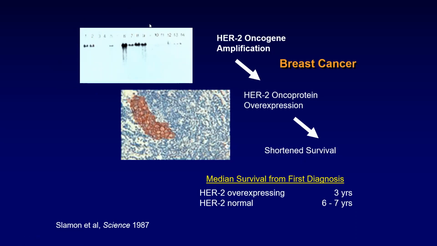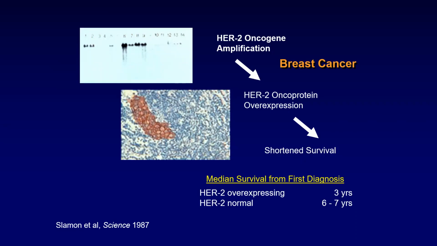And that was shown by this Southern blot here. Some of the cancers have too many copies. And then he went on and showed that if you look at the cells themselves and stain them with a stain that stains the HER2 protein on the cell surface, when there are too many copies of the gene, there's too much of the protein on the cancer cell surface.